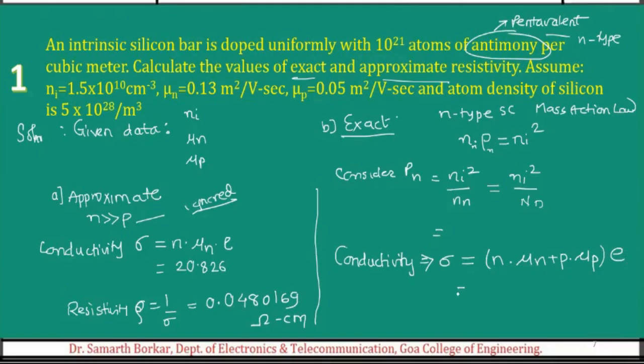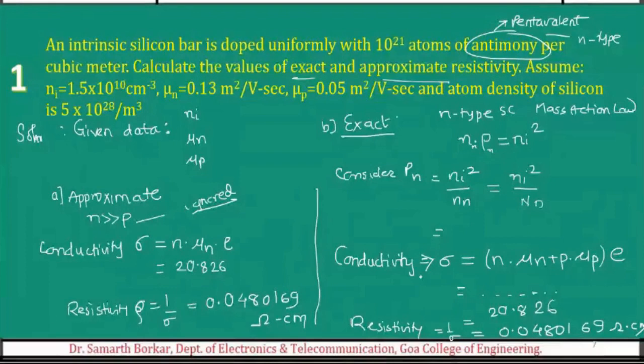If I substitute the value, you need to substitute here. The answer I get is conductivity is 20.826 and the resistivity equals 1 by sigma, that is 0.0480169 ohms centimeter.